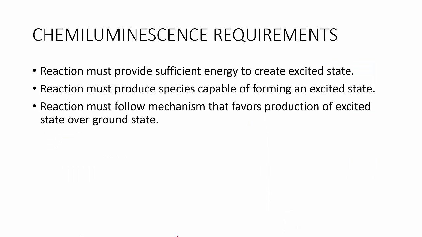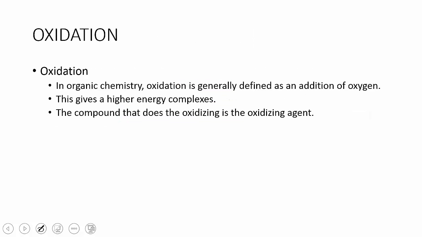For a chemiluminescent reaction to occur, there are several requirements. First, the reaction must provide sufficient energy to create the excited state. The reaction must produce a species capable of forming an excited state, and the reaction must follow a mechanism that favors the production of excited state over ground state. I mentioned that the luminol reaction is an oxidation. In organic chemistry, this is generally defined as an addition of oxygen, which generally gives higher energy complexes. And in oxidation, the compound that does the oxidizing is the oxidizing agent.